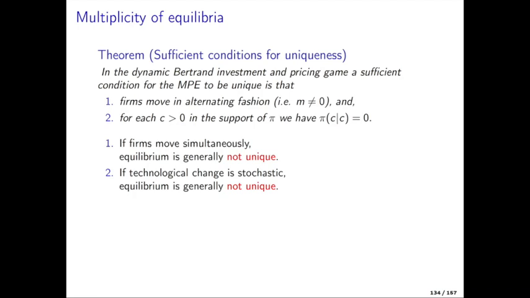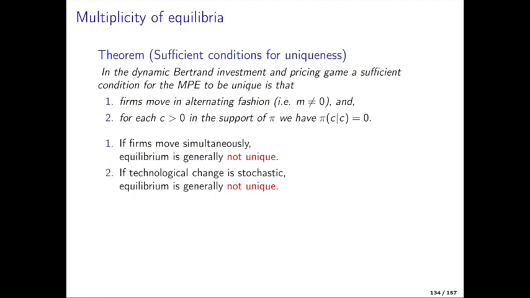And then for each C in the support of the state-of-the-art transition probability, we have that it's not possible to stay in the same state. So the technology is always moving, except in the absorbing state, of course. This means that technology is deterministically moving every period. Maybe you don't know how much, but you know that it's never staying put.